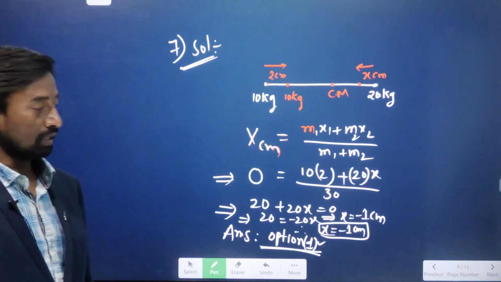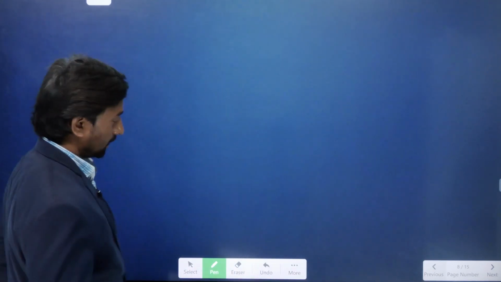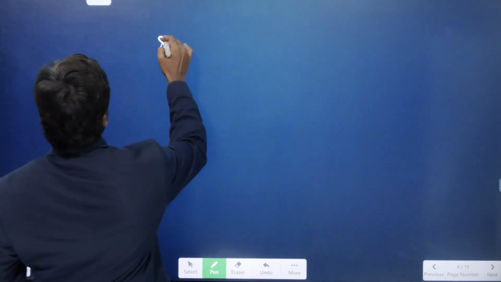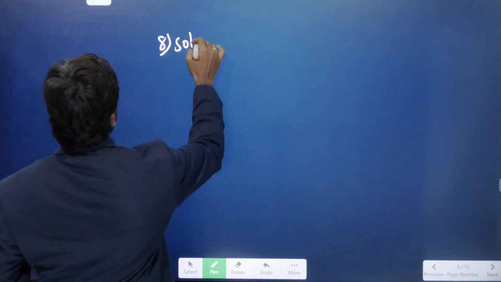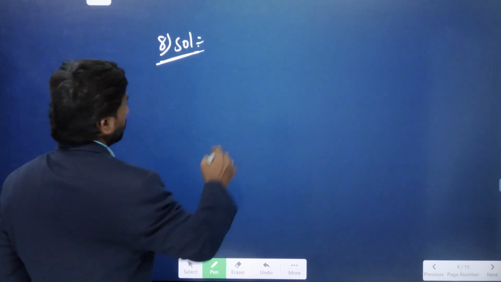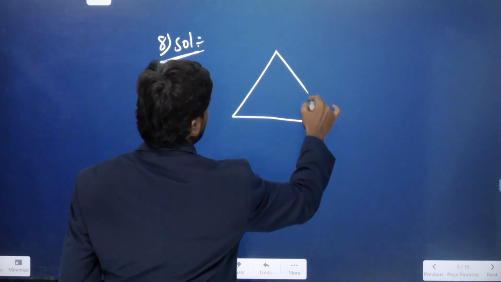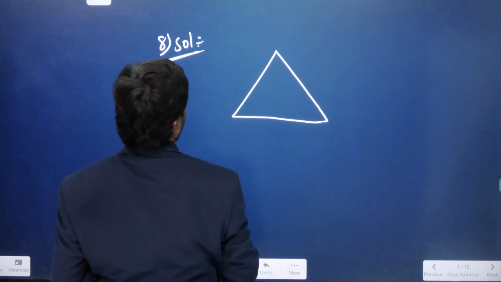It is an equilateral triangle. Okay, we'll see now. I'll show you in the diagram. Eighth solution. So, equilateral triangle. Let us take the equilateral triangle here. This is the equilateral triangle, and the masses.